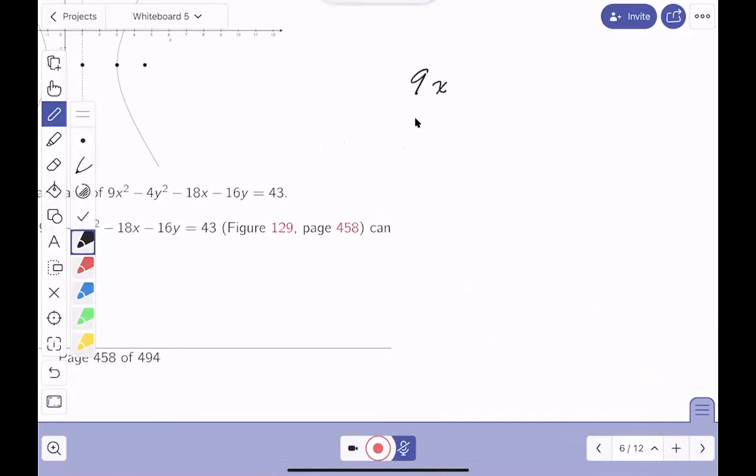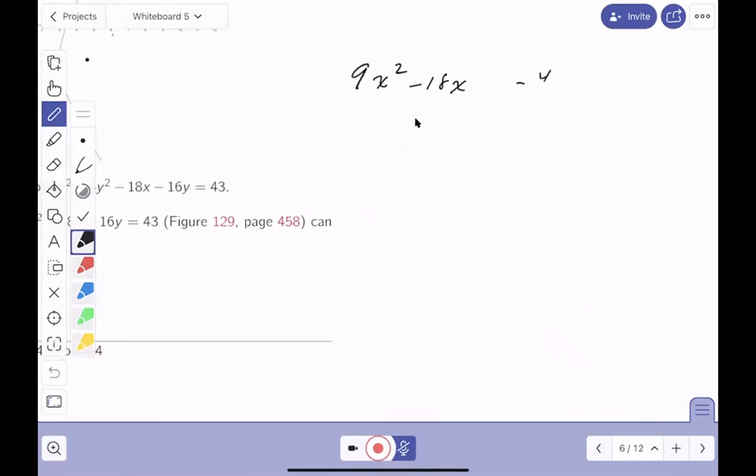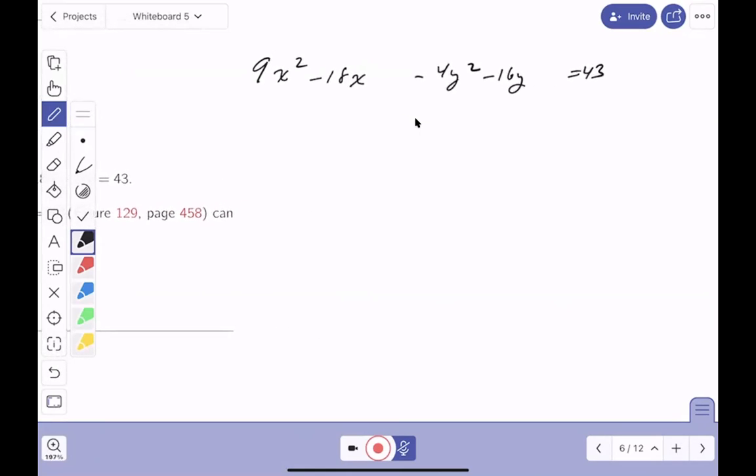9x squared minus 18x minus 4y squared minus 16y equals 43. But what I'm going to do is I want to complete the square like I've always done in the past.